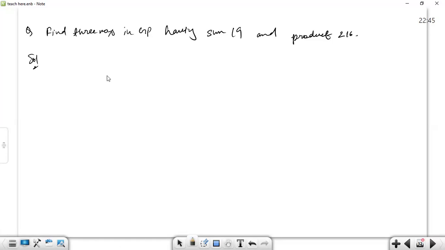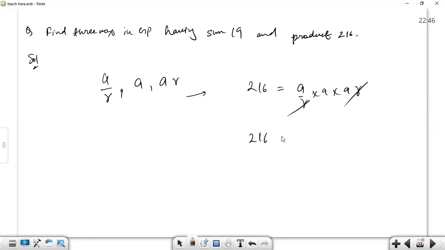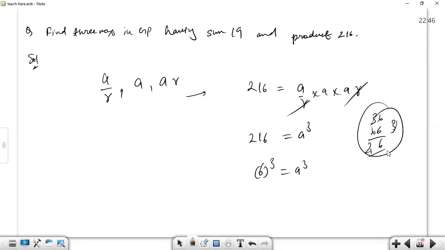If we have to assume three terms, we can assume a by r, a, and a into r. Now see the convenience of this assumption. The product is 216, so let's multiply them all. r cancels r, and that becomes a cube. Now what is the cube of 6? 36 into 6, 216. So a is 6 for sure.